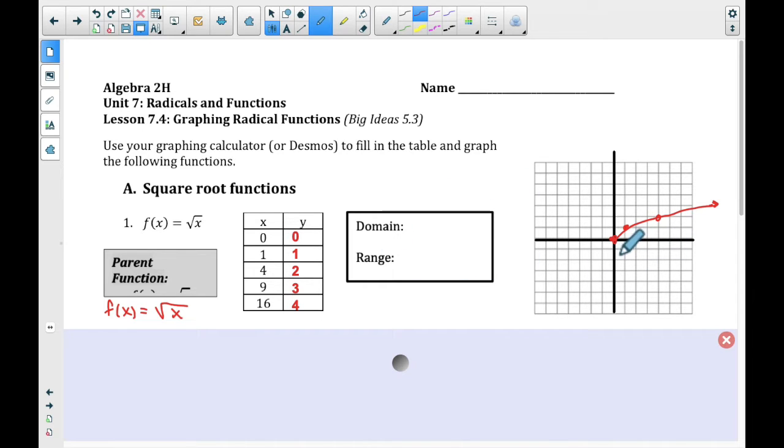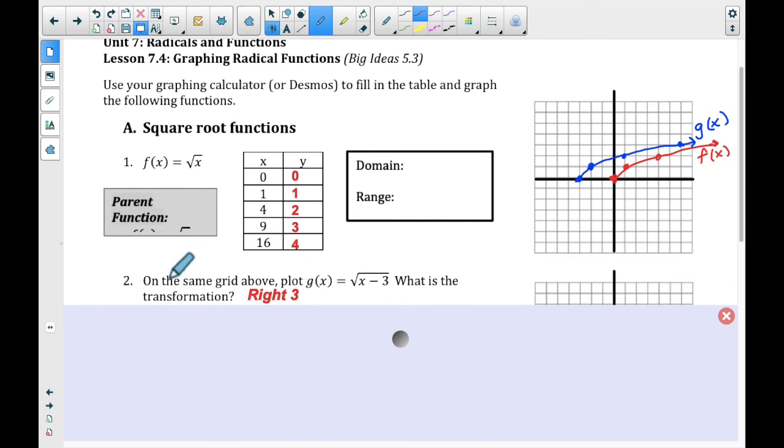Now, domain and range. This is a solid point at 0, 0. It does not continue on over here or anything like that. It just stops there at 0, 0. So when we talk about domain, the domain starts at 0. Remember, domain is our x values, and goes to infinity. And it has a square bracket because there is a point there. Range is our y values. Once again, it starts at 0 and goes all the way to infinity, and it has a square bracket because there is a point there. That is the parent function of the square root of x.